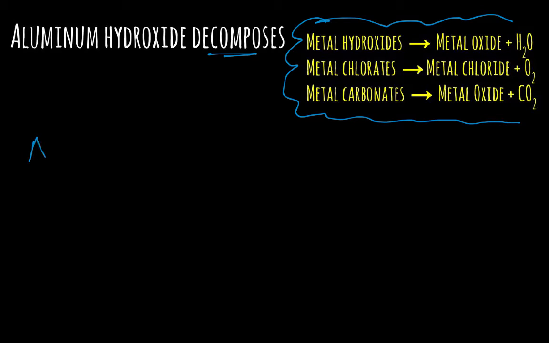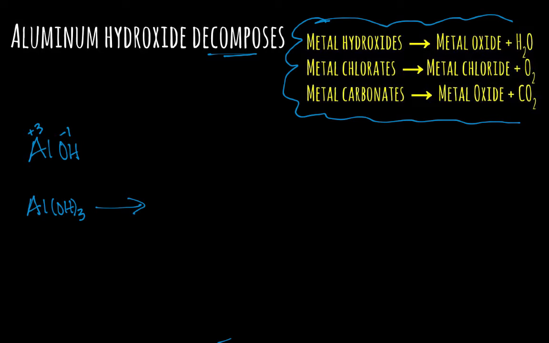So aluminum is a +3. Hydroxide is a -1. So that means I'm going to have Al(OH)3. And then it decomposes. Okay, so now we have to come up with the products.